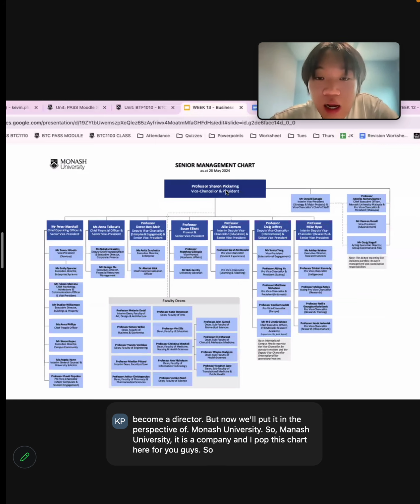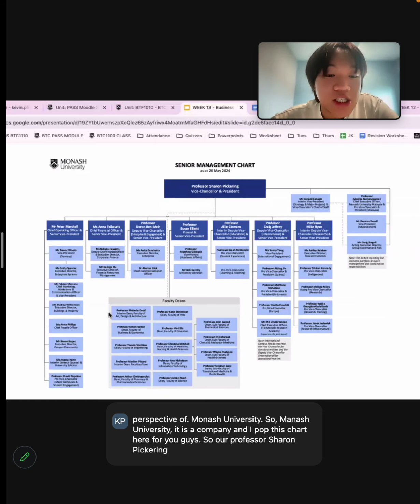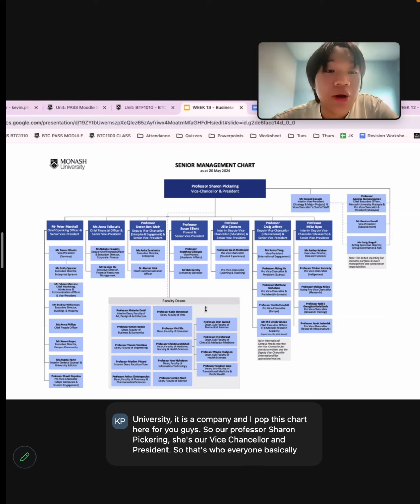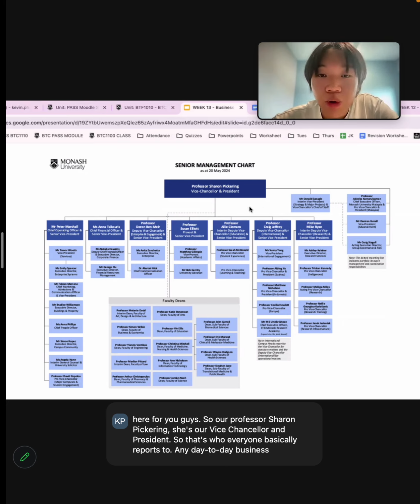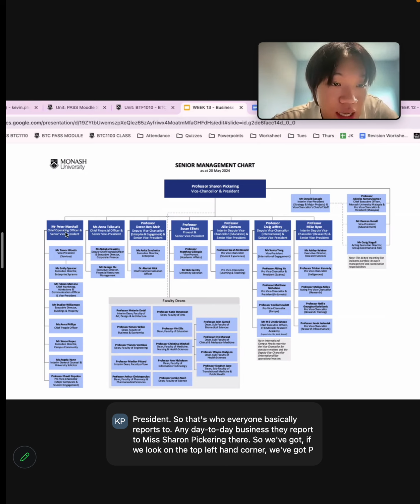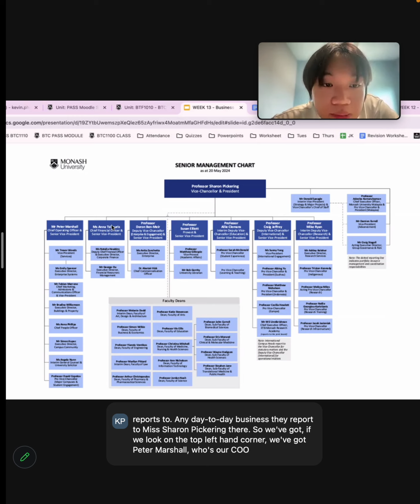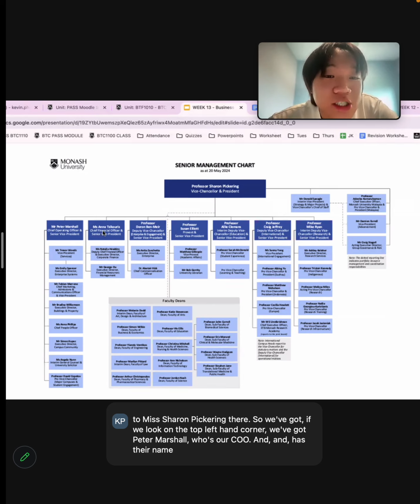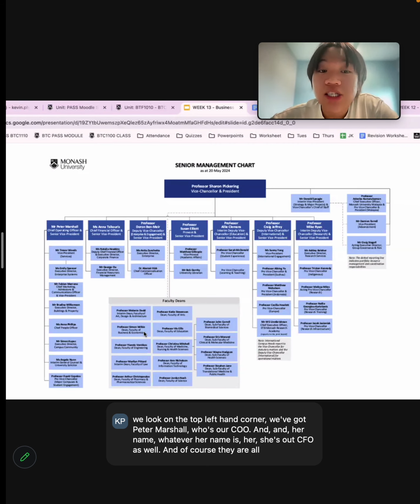So our professor, Sharon Pickering, she's our vice chancellor and president. So that's who everyone basically reports to. Any day-to-day business, they report to Miss Sharon Pickering there. If we look on the top left-hand corner, we've got Peter Marshall, who's our COO, and Anna, whatever her surname is, she's our CFO as well. And of course, they are all under Sharon there.